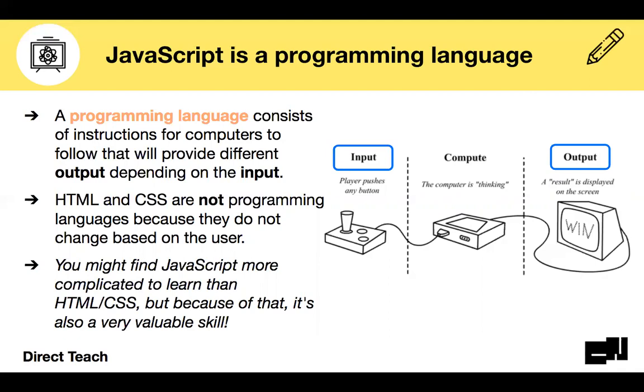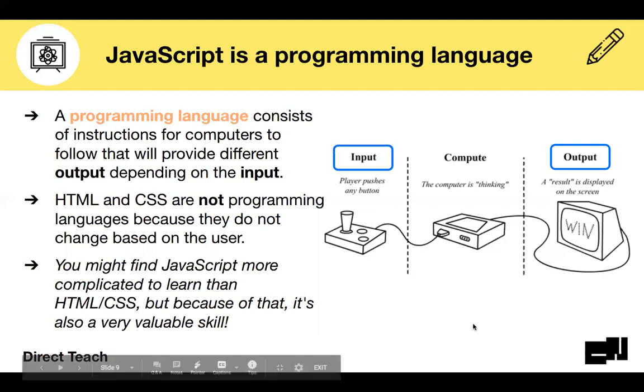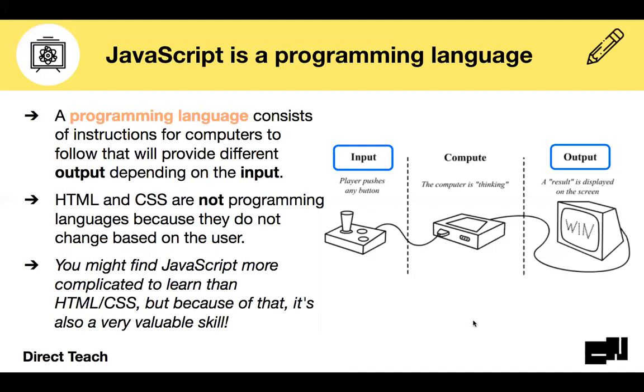HTML and CSS, while they're great and wonderful and very necessary, are not programming languages because they don't change based on the user, right? They're much more set in terms of how they operate. Because JavaScript is a programming language, you might find it a bit more difficult than HTML and CSS, but it's actually a super valuable skill. Think about all the websites and apps that use JavaScript. There are many, many, many. It's often called the language of the browser, right? So it's a really valuable skill to learn and can make your websites and apps much more powerful. So that's why it's important for us to go over it, even if it is slightly more difficult than HTML and CSS in many ways.